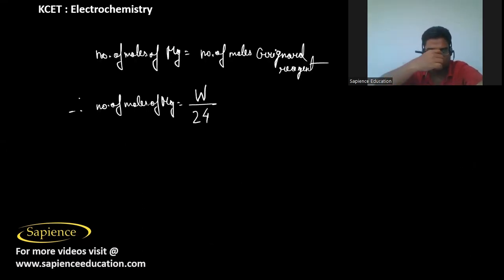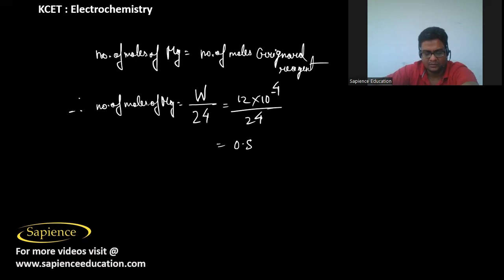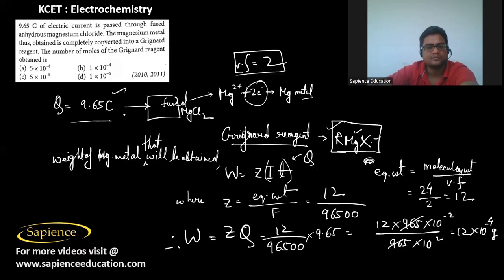So the number of moles of magnesium is the weight of magnesium obtained divided by 24. That is 12 into 10 power minus 4 gram divided by 24. So this will be 0.5 into 10 power minus 4 moles, or I can say 5 into 10 power minus 5 moles. So option C is the correct answer.